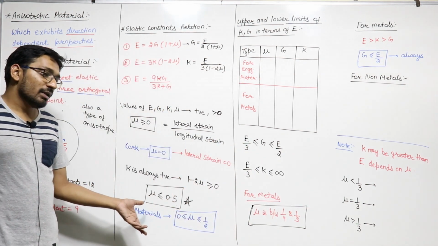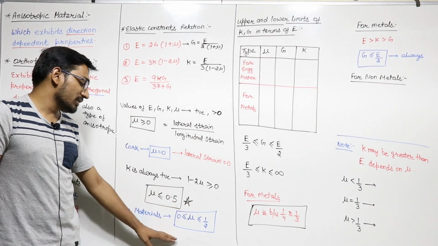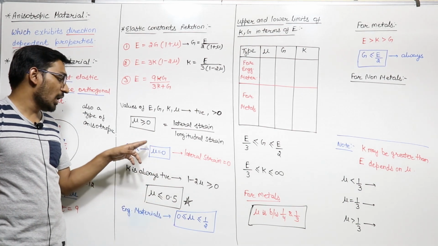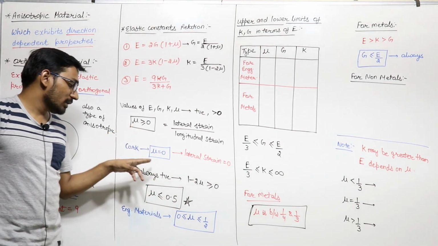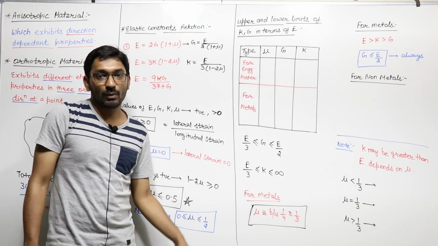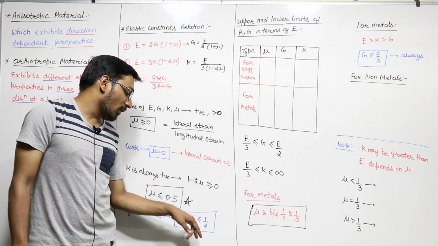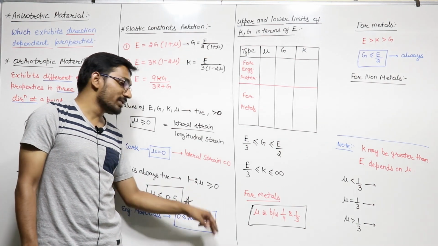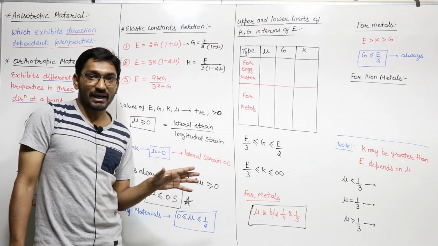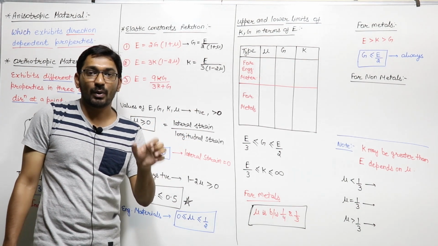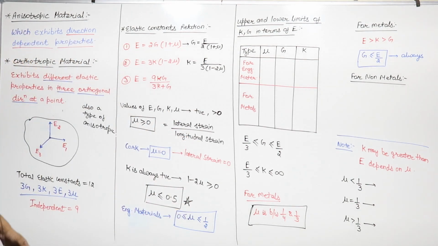And for any engineering material, the value of mu will be greater than or equal to 0, for cork, and it should be less than or equal to 0.5. We will see later what the meaning of mu equal to 0.5 is, and how we can define a material whose value of Poisson ratio is 0.5. We will see it later.